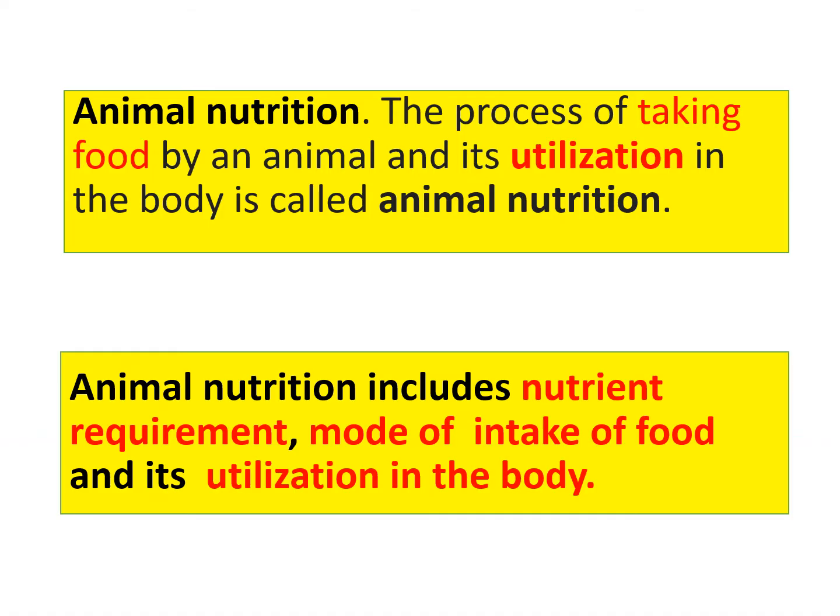So students, what is animal nutrition? Animal nutrition is the process of taking food by the animal and its utilization in the body. This is known as animal nutrition. Now, animal nutrition includes three things. First is the nutrient requirement, second is the mode of intake, and the third is the utilization in the body. So we will see these three things one by one.